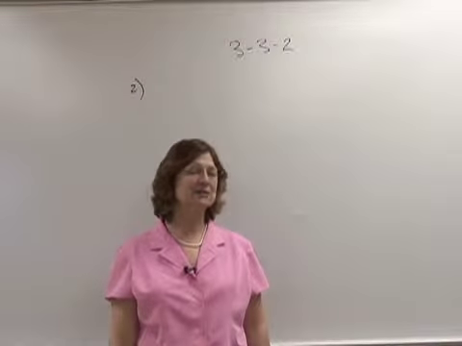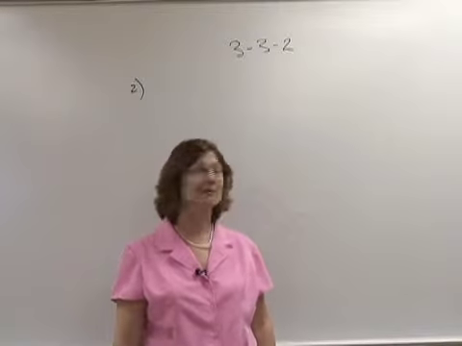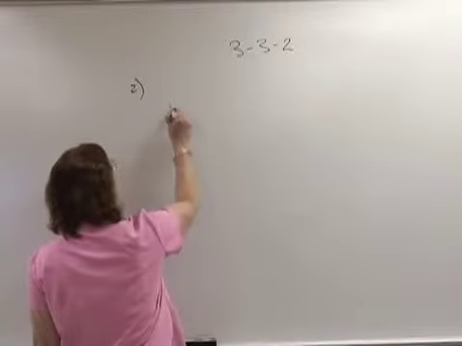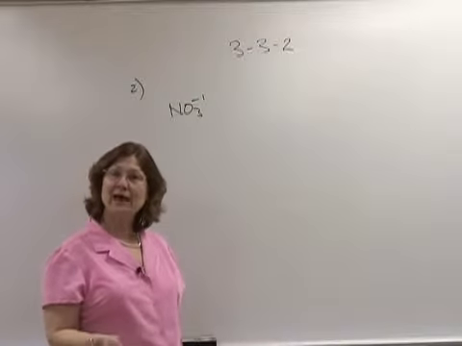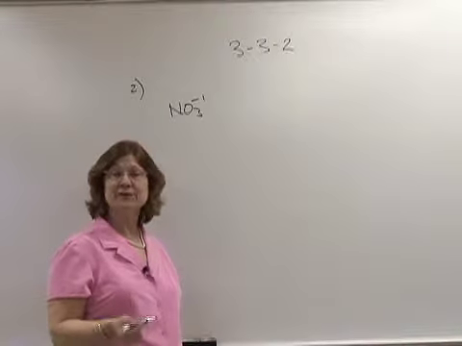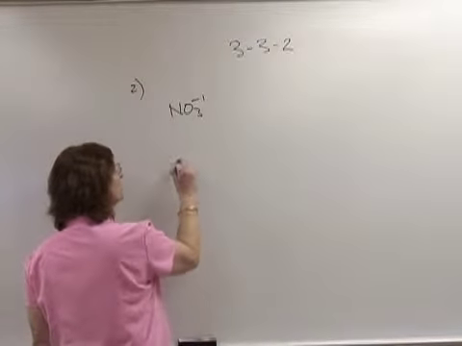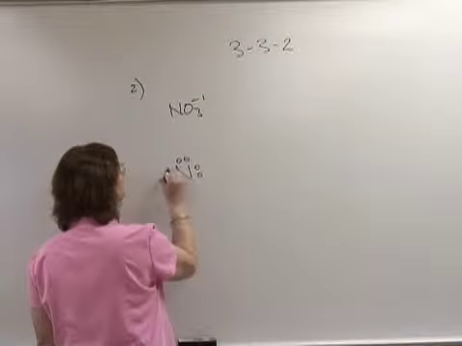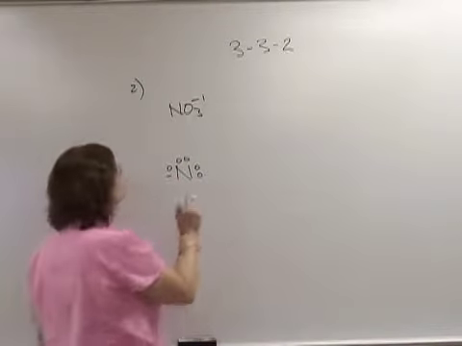Number two asks for us to draw the resonance structures for the nitrate ion. Well, first of all, I need to write down what is the nitrate ion. Then I want to draw my dot diagram to figure out what the shape looks like. Nitrogen has five dots. And I gained one, and I add that as a negative.